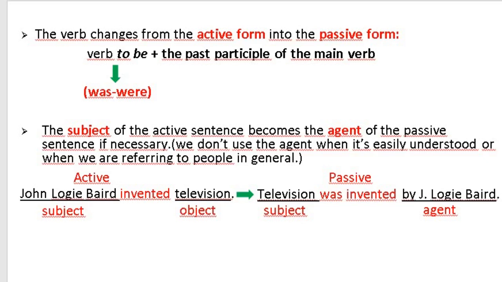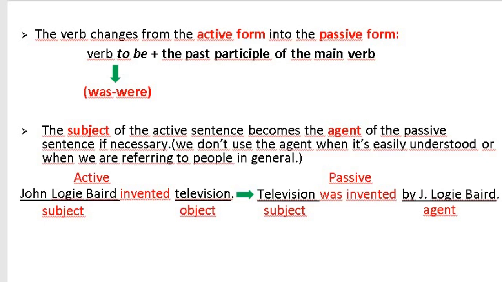Now let's look at this active sentence. John Logie Baird invented television. Okay, invented is the verb of our sentence. Who invented television? John Logie Baird. So he is the subject of our sentence. What did he invent? He invented television. So television is the object of our sentence. Now let's look at the passive form.